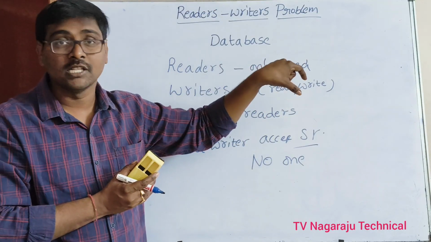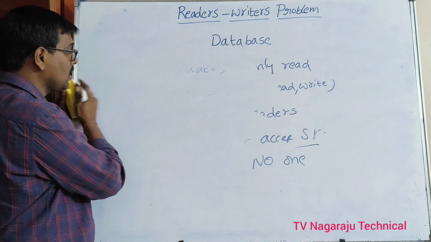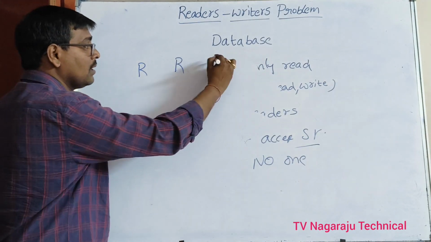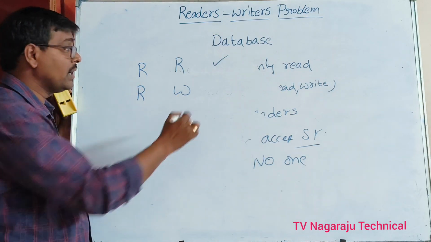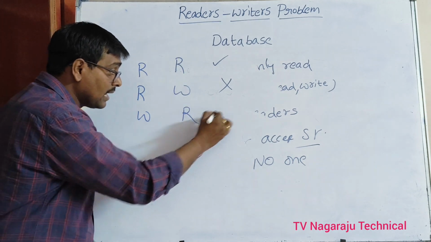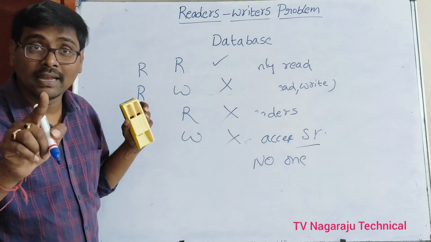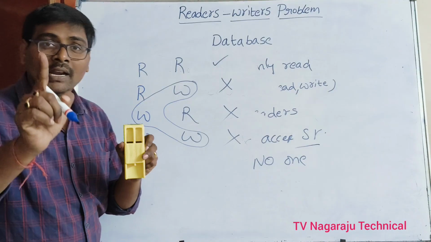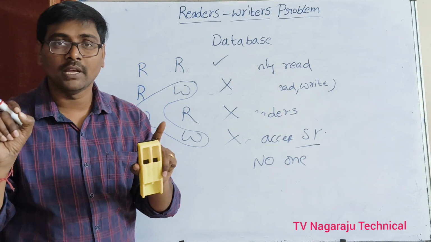If one reader is reading, then a writer is not allowed. Observe the combinations. If one reader is already there and another reader also wants to enter, not a problem. If one reader is there and a writer wants to enter, it is not allowed. Why? He can update the data. If one writer is already there, a reader is also not allowed. If one writer is there, another writer is also not allowed. Clear? Only one writer is allowed, and along with the writer, no other combinations are allowed.